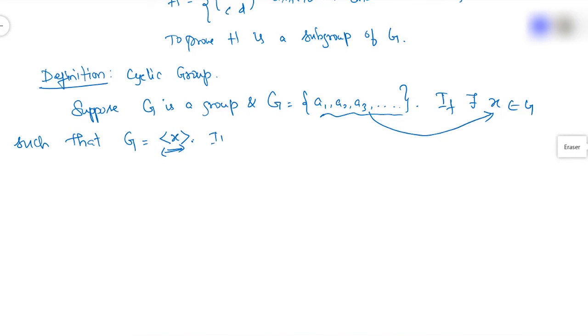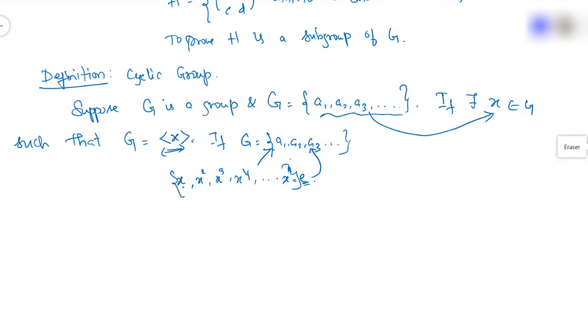For example, if G is written like this, G is equal to a1, a2, a3 and so on, then I have to raise the power of X. If G is under multiplication, then I should raise X: X, next X square, next X cube, and so on, up to a number n such that that power n will fetch me E. I have to raise the power of X again and again until I get the identity element of this group G, and then stop. If the set generated by X is equal to G, then we say that G is a cyclic group generated by X. Can you understand it?